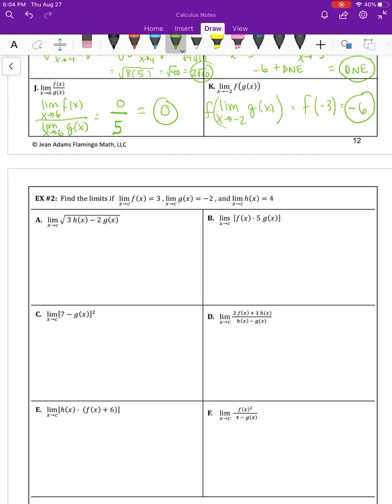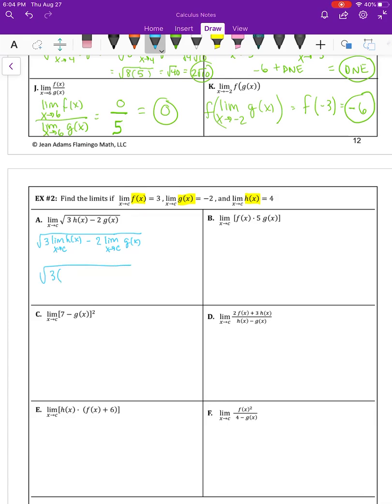So we've got 3 different functions there. We've got f of x, g of x, and h of x. They're all approaching c. So we're going to do this just like we were doing above. I'm going to bring my 3 out times the limit as x approaches c of h of x. Bring my 2 out times the limit as x approaches c of g of x. But that whole thing is square root.